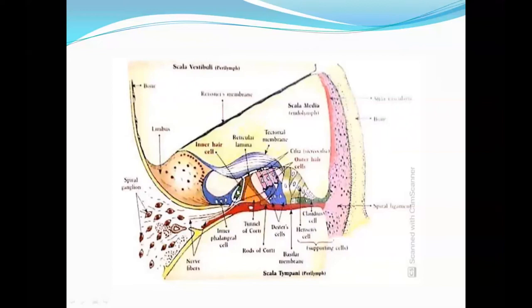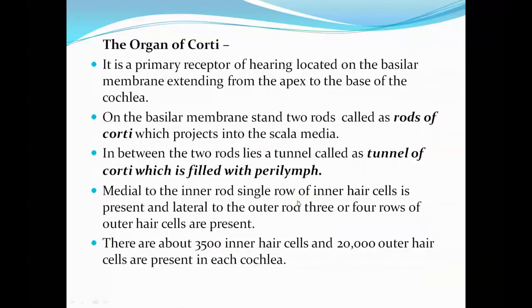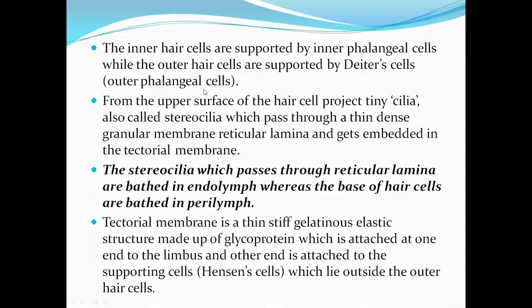This is the basilar membrane, this is the rod of Corti, this is the tunnel of Corti. Medially, inner hair cells are present, laterally, outer hair cells are present, and both are supported by phalangeal cells. This is the outer phalangeal cell, and this is the inner phalangeal cell. Outer phalangeal cells are Deiters' cells also. Inner hair cells are supported by inner phalangeal cells, while the outer hair cells are supported by the Deiters' cells or outer phalangeal cells.